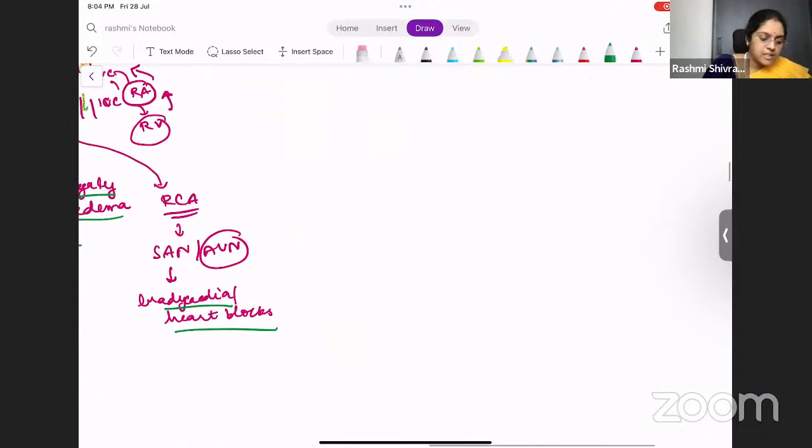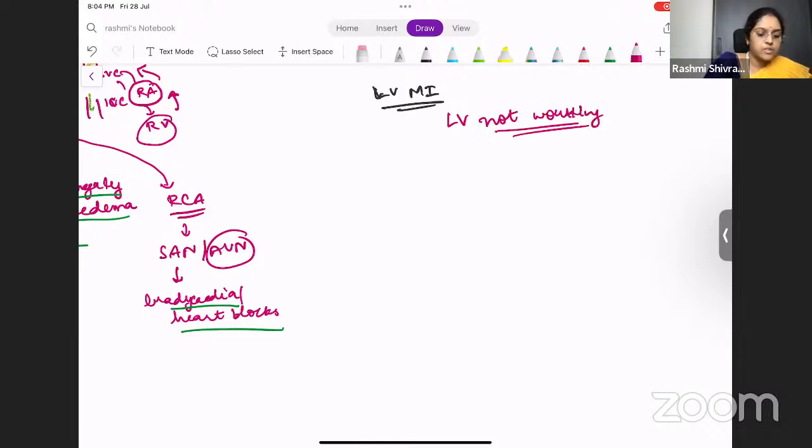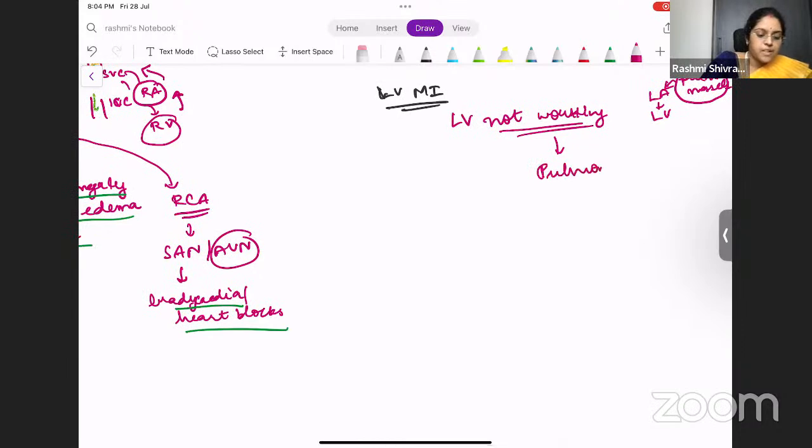Yeah. So the next thing is, what happens when there is a left ventricle MI? So we have seen what all happens in a right ventricular MI. Now we come to what happens in a left ventricular MI. So in a left ventricular MI, what happens? The left ventricle is not working. So like we told you, left atrium, left ventricle. What comes into the left atrium is the pulmonary vessels. So when the left ventricle is not working, what happens? The blood gets accumulated in the pulmonary vessels. So what happens because of that? The patient has pulmonary edema.